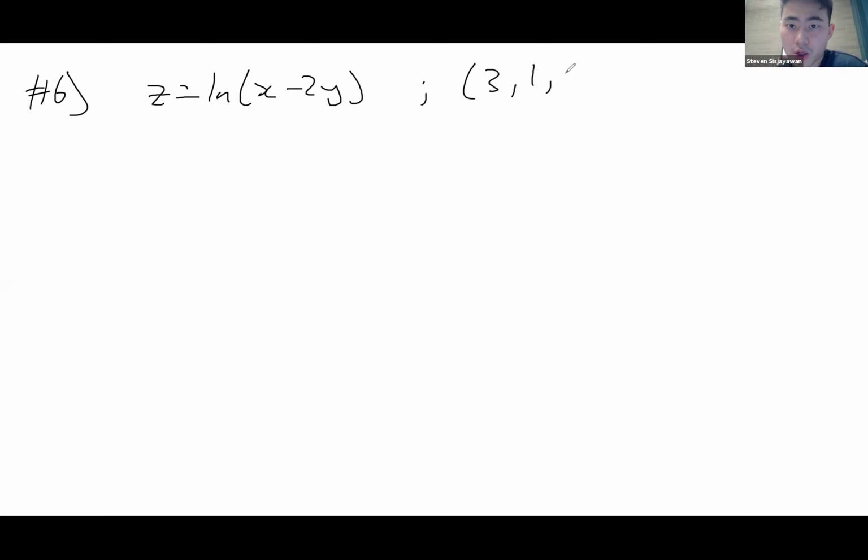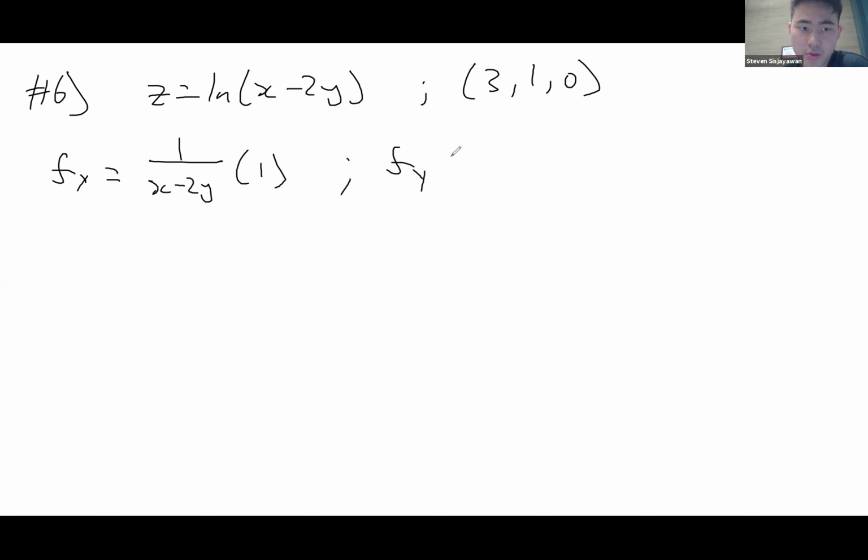Okay, so let's go number 6. Yeah, 6 is an ln function. So we have z is equal to ln of x minus 2y, and we're looking at the tangent plane at point 3, 1, 0. So again, fx is going to be the same thing as 1 over x minus 2y multiplied by 1. Now fy is going to be the same thing as 1 over x minus 2y multiplied by negative 2, since x is my constant and y is the variable.